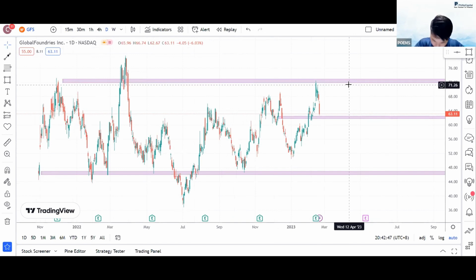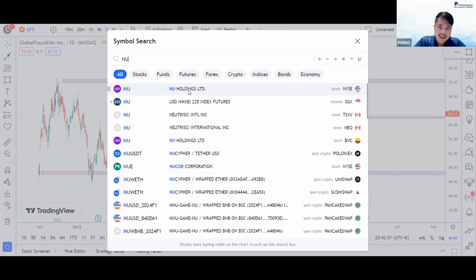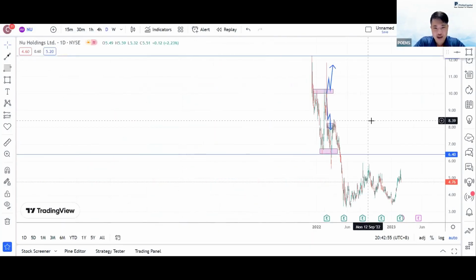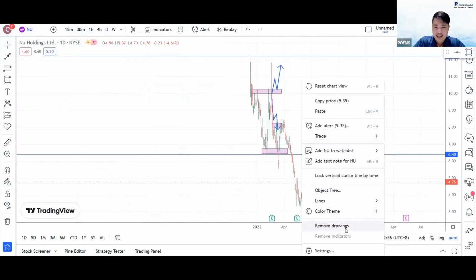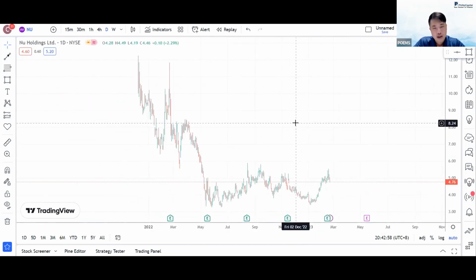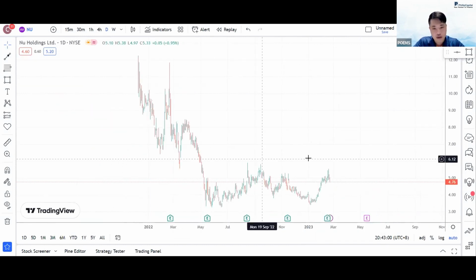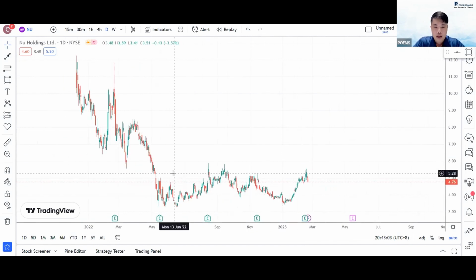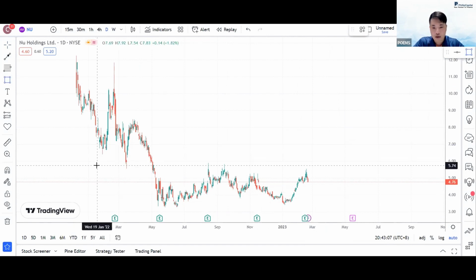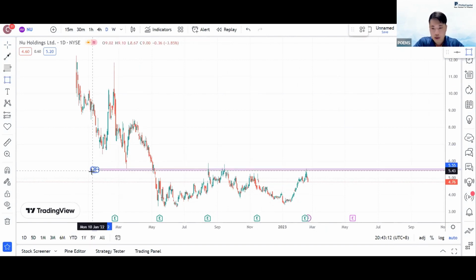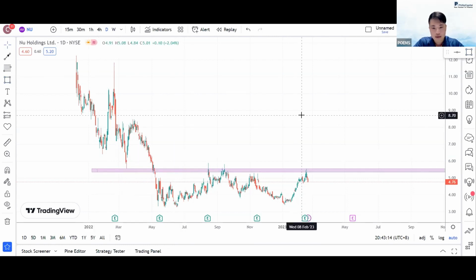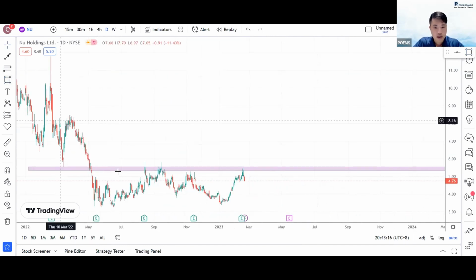Then NU. NU Holdings, strong bearish. Of course, right now, if you're looking at where the price is moving immediately, actually it is a range-bound movement, very strong range-bound movement. Okay, we are looking at immediate resistance at around 5.5, right? And of course, the immediate support will be somewhere around 3.5.